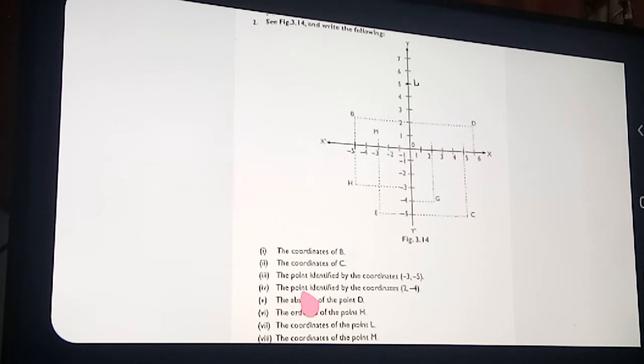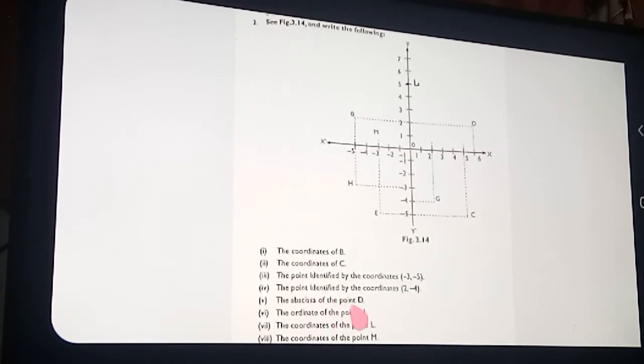Answer of question number 4: the point identified by the coordinates 2, -4 is G. Write down: the point identified by the coordinates 2, -4 is G. Written? Okay, completed now? Completed. Okay. Now, question number 5.